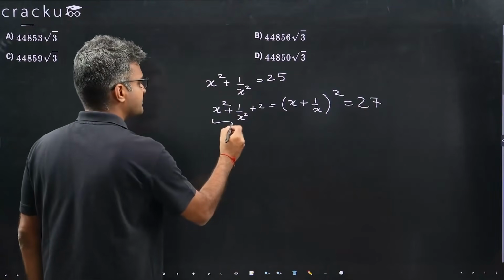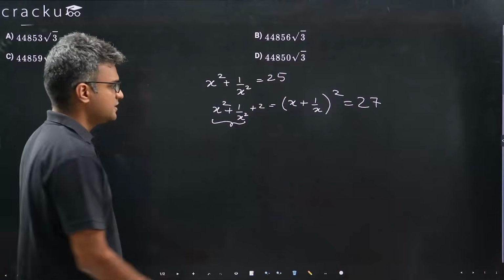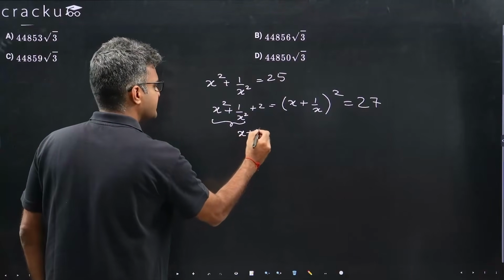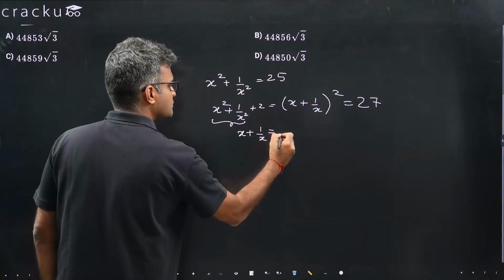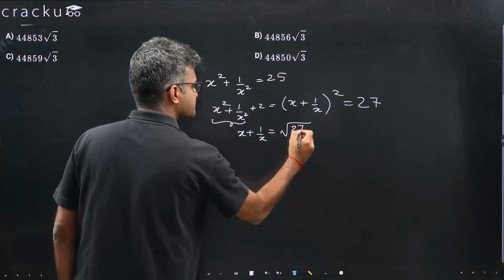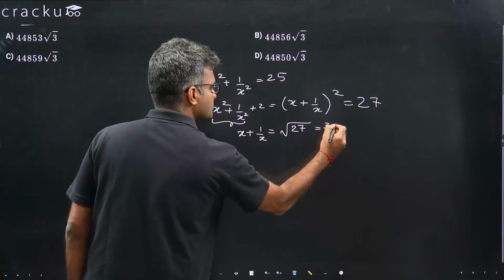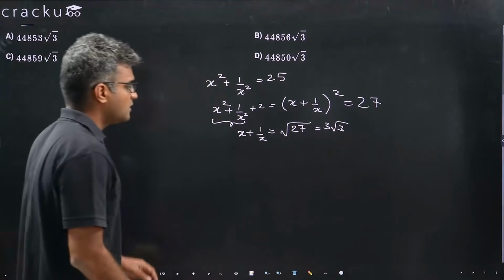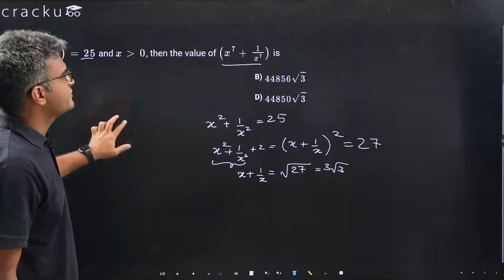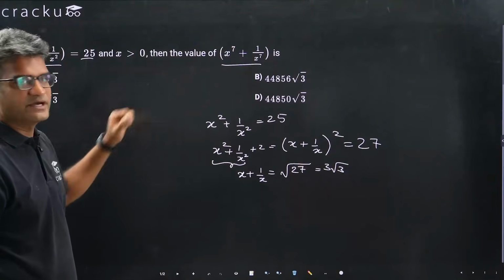Because x square plus 1 by x square is equal to 25, therefore the value of x plus 1 by x is equal to square root of 27, because x is positive, which is 3 square root of 3. Now, what are we required to calculate? We are required to calculate x to the power 7 plus 1 by x to the power 7.